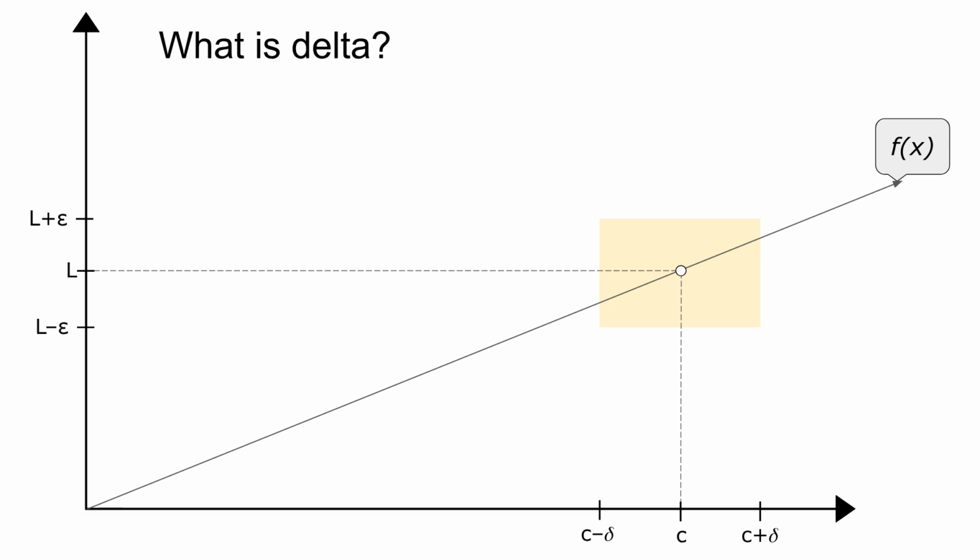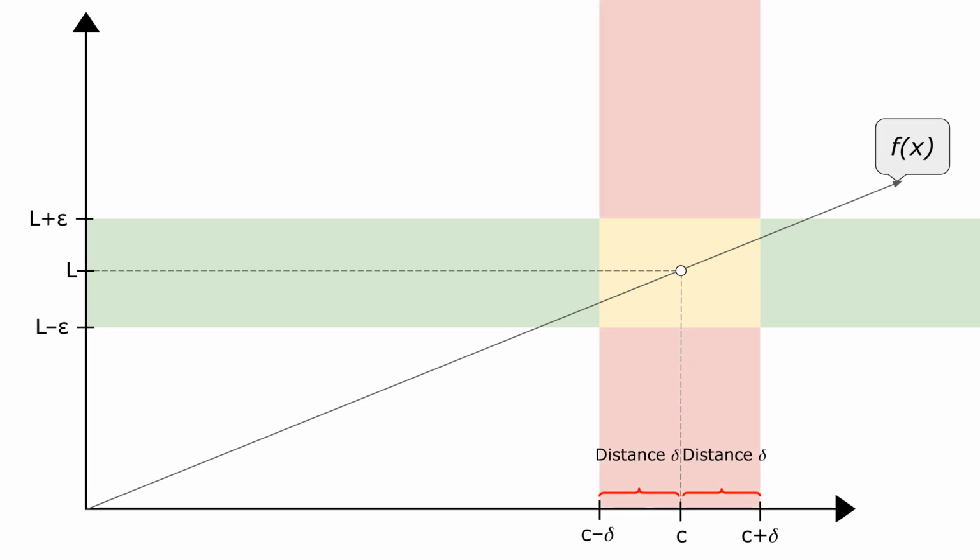Delta is also just a real number that represents the distance between the input value of interest c and the endpoints of the open interval centered at c. So what the inequalities are communicating are the existence of these regions centered around values of interest, namely c and L.